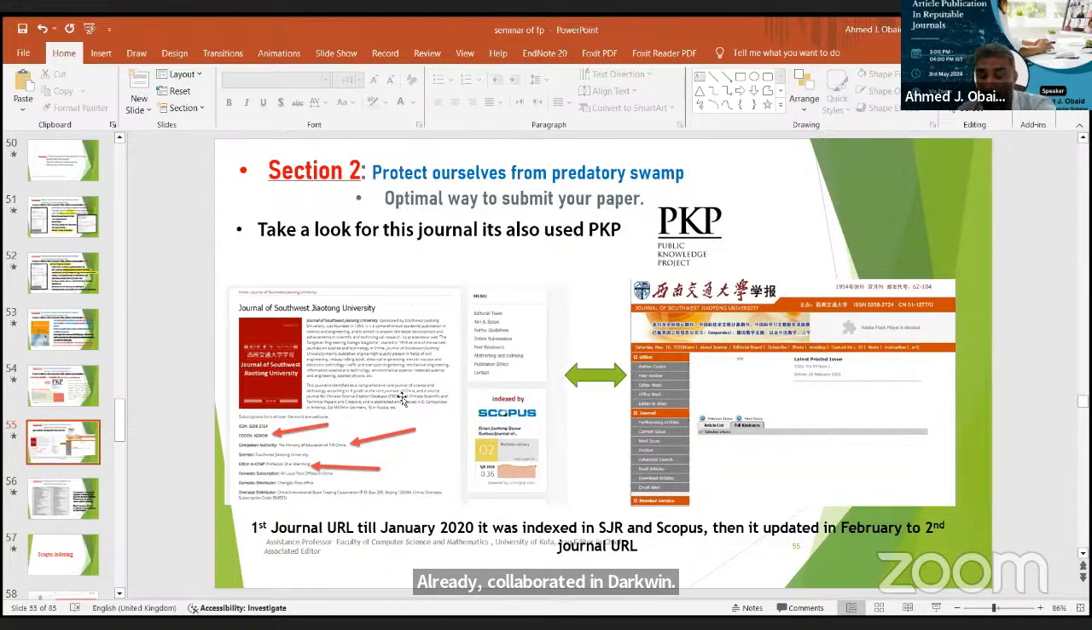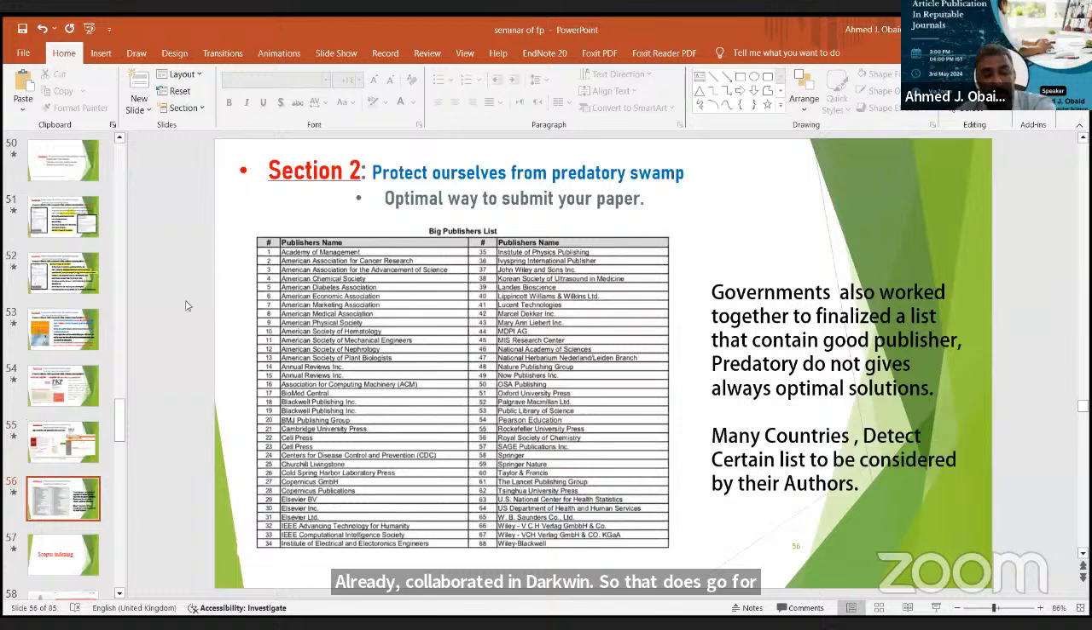So let us go to another case study here. Sorry, for the list. After a lot of complaints from others, UNESCO announced a list of good publishers whose websites cannot be duplicated or hijacked by others. Why? Because of the techniques used in designing these websites. So when you submit your paper to any journal belonging to the following publishers, you will be safe.